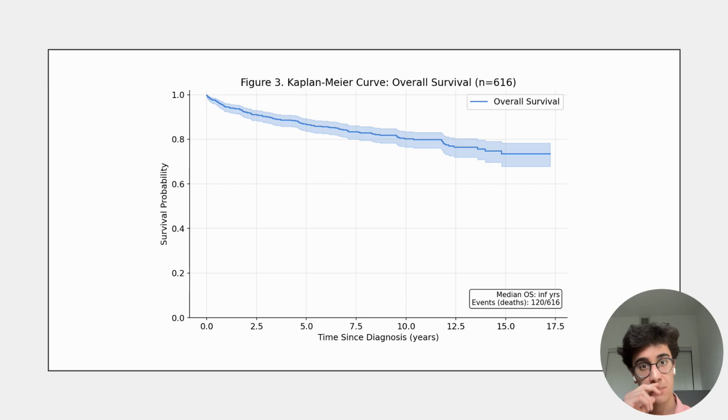Now, imagine we wanted to just calculate the average survival time for all of our 616 patients. We would hit a big obstacle. 456 patients are still alive. About 75% of our patients are still alive. And we don't know their eventual survival time. We only know they have survived for at least however many years since diagnosis so far.